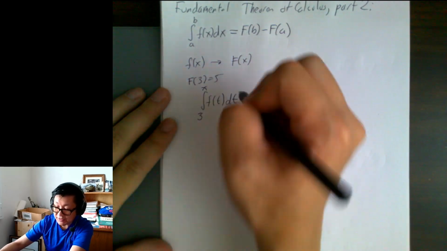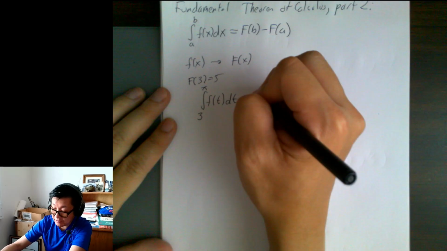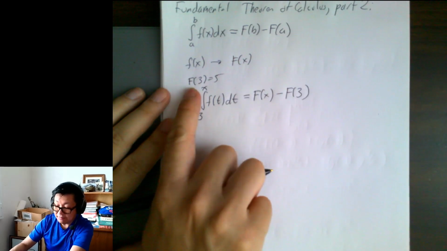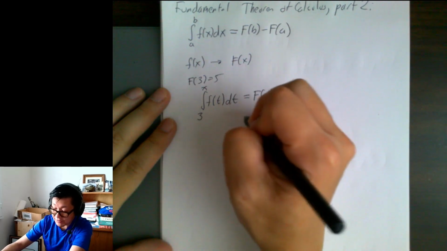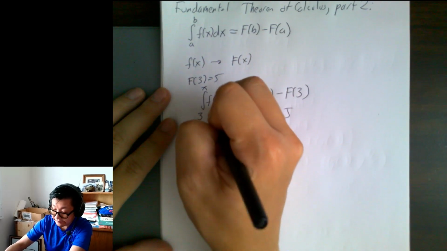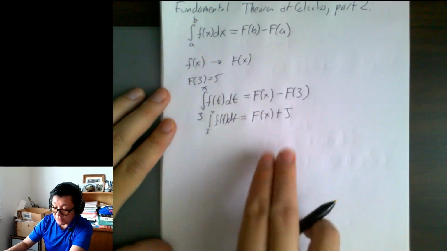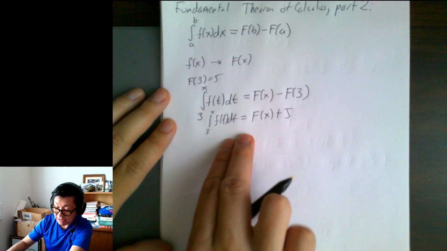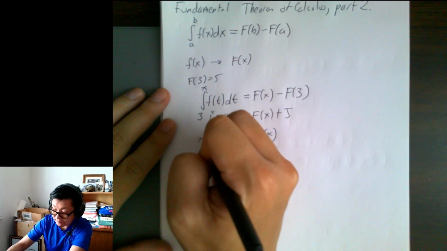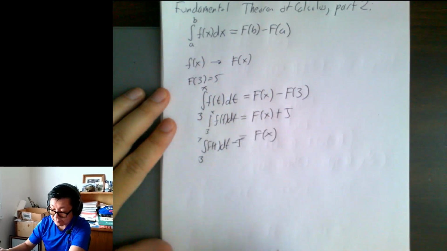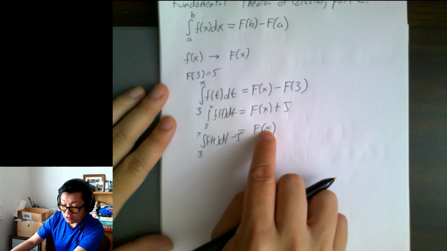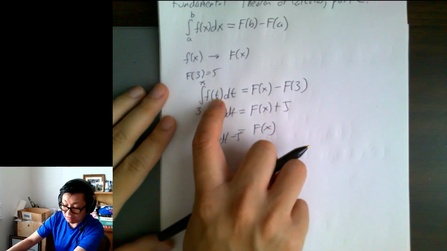So from 3 to x, this, by Fundamental Theorem of Calculus Part 2, will be capital F of x minus capital F of 3. Because capital F of 3 is 5, we substitute that in. And so if we want to solve for capital F of x, we just subtract over that 5. So this is how you define the function in terms of x given the integral of its derivative.